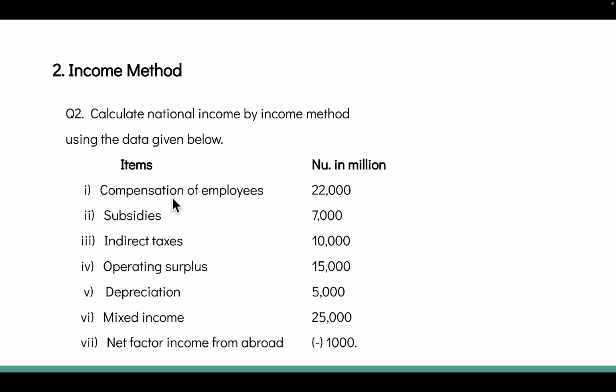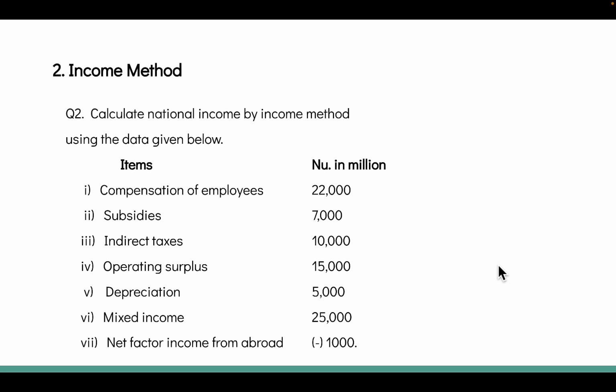The first one is compensation of employees, which includes all the income earned by the laborers by providing their labor services such as wages, salaries, bonus, commissions. And the second one is operating surplus, which includes the income earned by property owners such as rent, interest, and royalties, whereas income earned by the entrepreneur can be broken down into corporate tax, dividends, and undistributed profit.